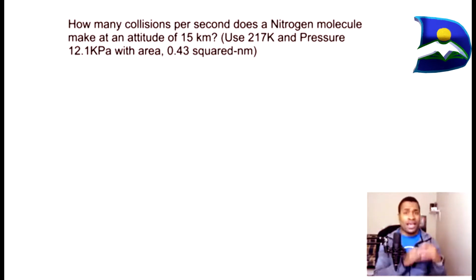In that region, we need to take into account conditions like the temperature, which is measured in Kelvin, 217, and the pressure, around 12.1 kilopascals, and the cross-sectional area of the tube, which we'll call the collision tube, to be around 0.43 square nanometers, or nanometers squared.